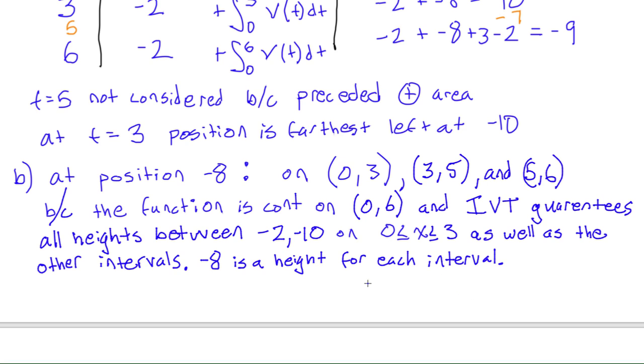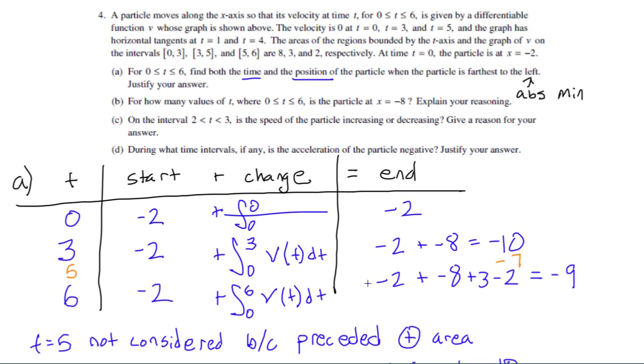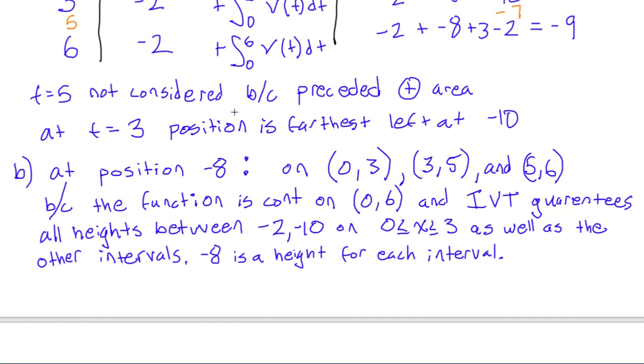All right, and we still haven't answered the question. The original question is how many times? For how many values of t? Well, we have 3 intervals, so 3 times, because there are 3 intervals.